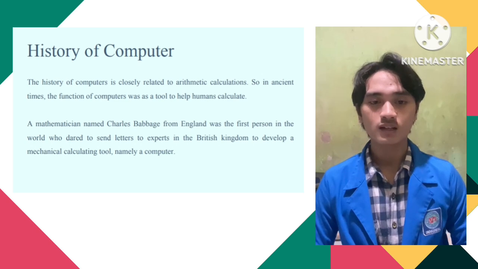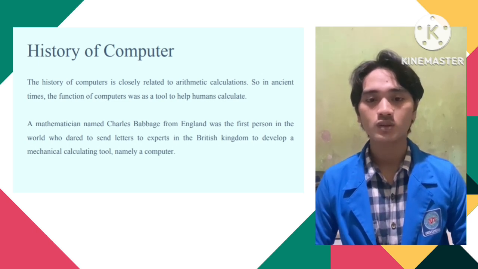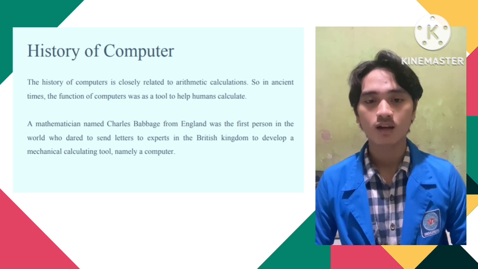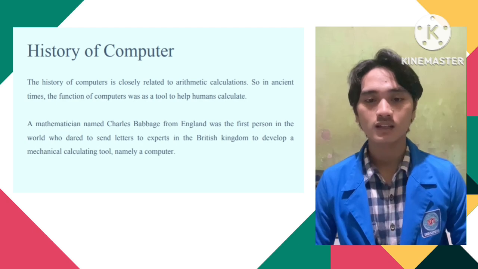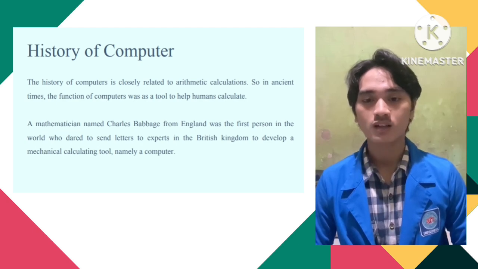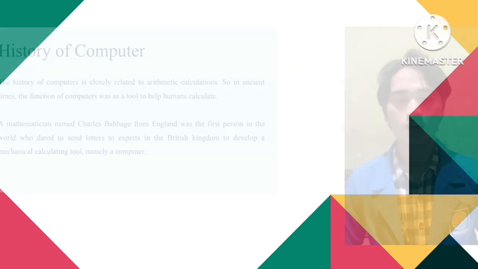Since then, Charles has continued to try to develop a computer machine that can be programmed by humans, but has not been completed. The idea was developed by various parties until it became the sophisticated computer that we know today.